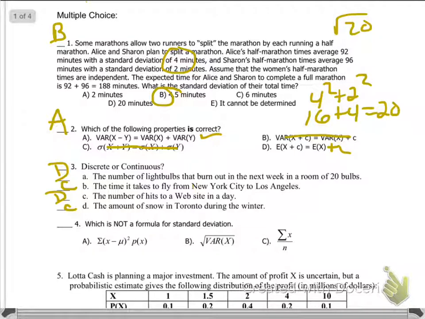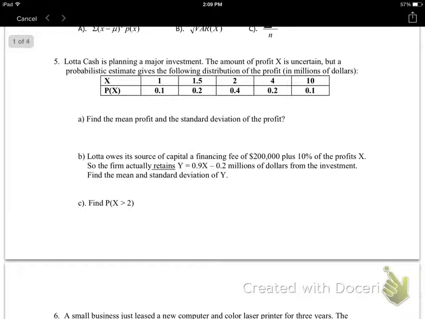Okay, let's look at number 4. Which one is not a formula for standard deviation? Well, we know standard deviation is the square root of variance, so it's not that. And this guy right here, this is what we've been doing for square roots, right? How we take the mean, we subtract it from the outcome, and we multiply it by the probability. So the one that is not is C, and that is the mean. Okay, let's come to number 5.